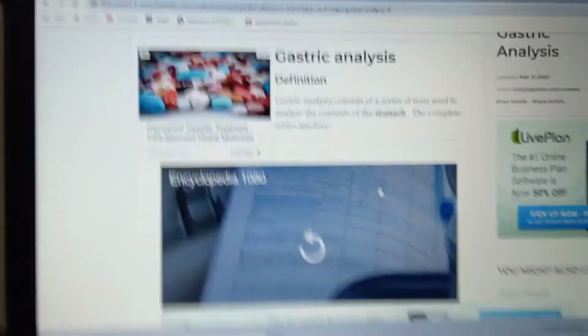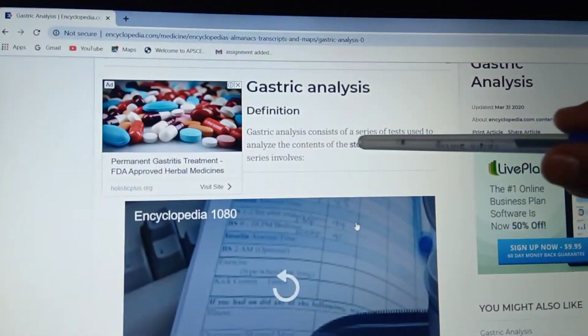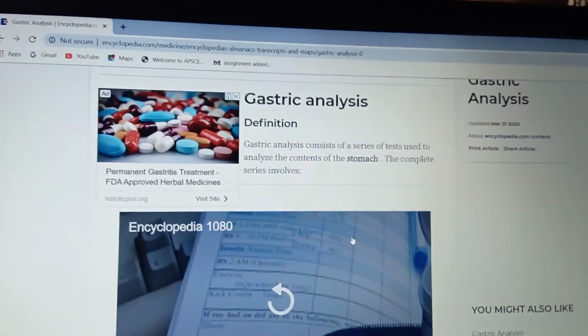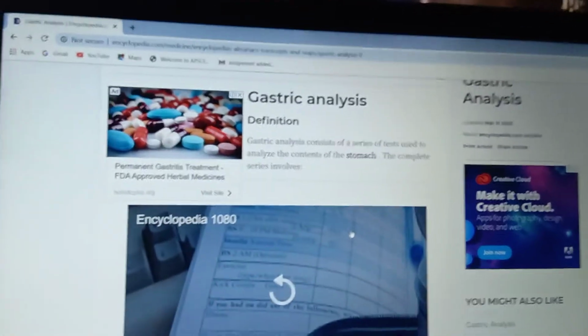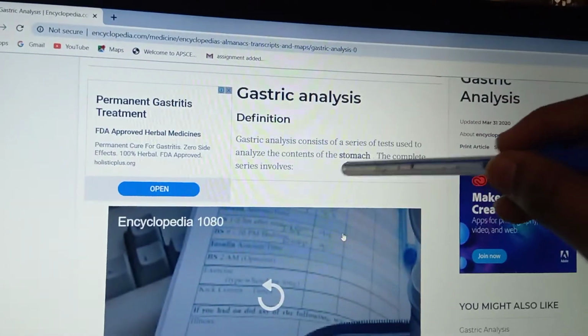Okay, our next topic is gastric analysis. So what do you mean by gastric analysis? Gastric analysis is nothing else but a test. Analysis means finding out. So what they are going to find out is whatever the contents in the stomach are.